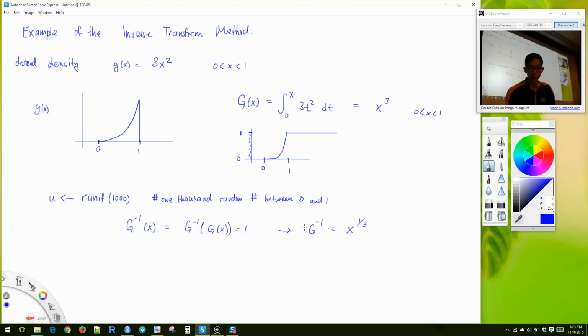So we're going to plug our u into our G inverse. We're going to do u raised to the negative 1/3. Then we'll store these values as x, and x is now distributed with density 3x squared, with g of x.